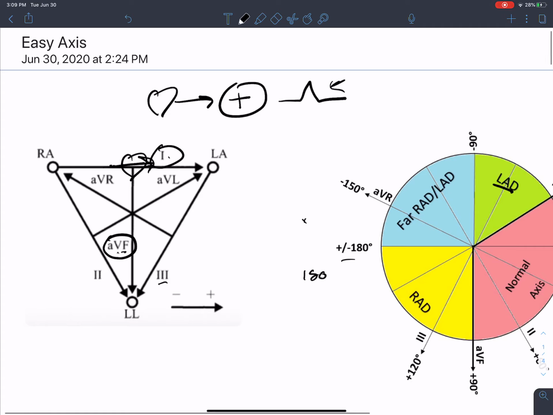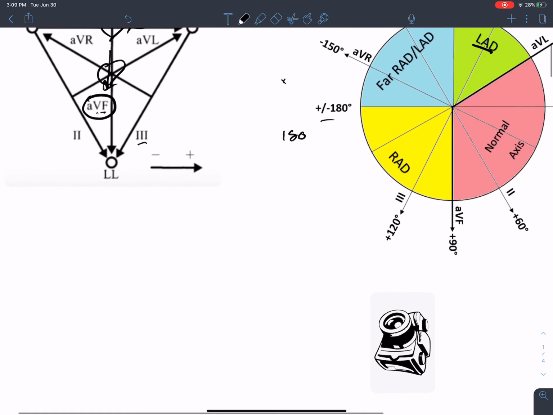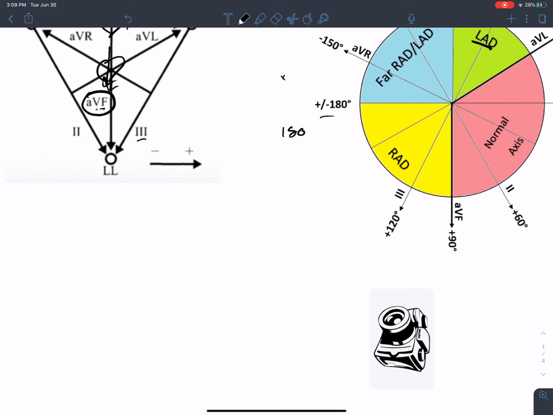Lead AVF is your AV foot lead. And what that does, it looks at your heart basically from the top down. It looks at it from this angle looking up. So impulses that travel from the top down will appear as positive deflections on your EKG.